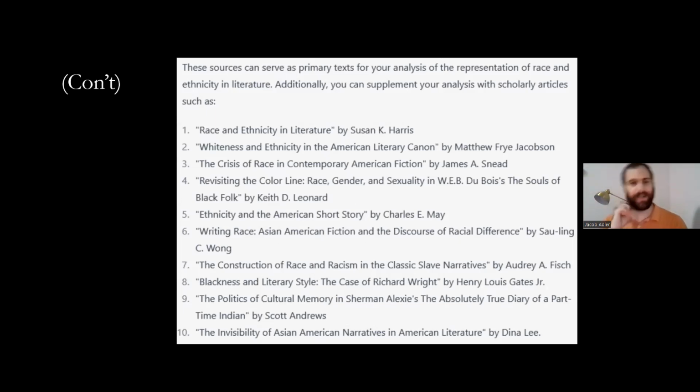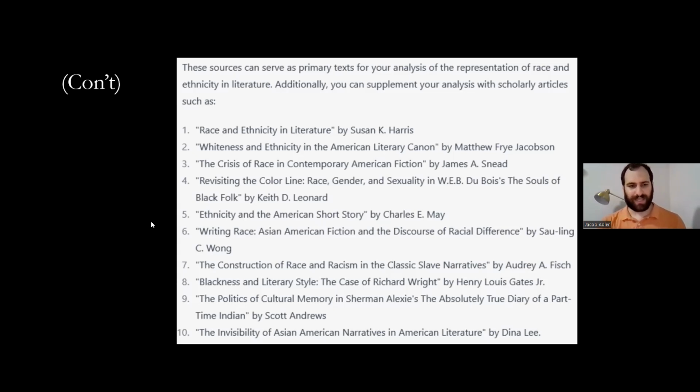All right, what do we have here? The first one on the list is Race and Ethnicity in Literature by Susan K. Harris. Or we have Ethnicity and the American Short Story by Charles E. May. These all sound pretty good. They all look like things that could be interesting for my research.